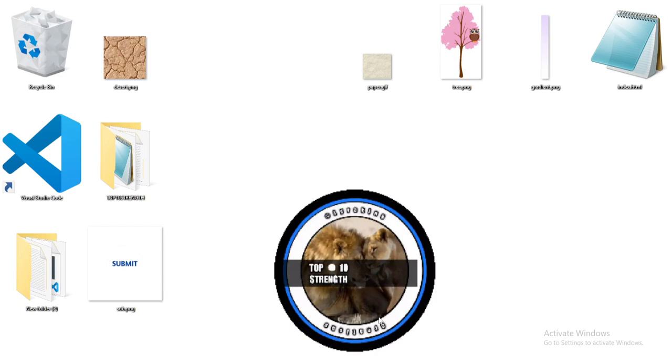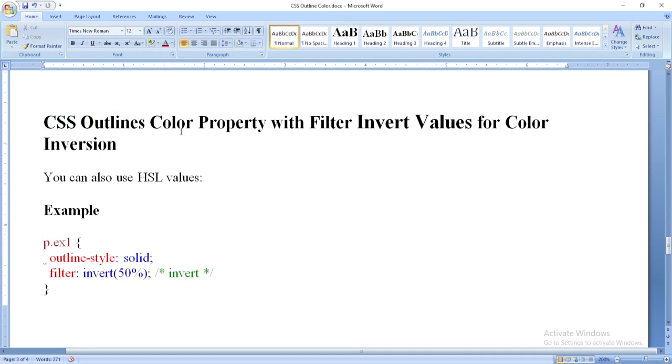Welcome back everyone. Quickly, let's continue our discussion on CSS outline colors. The CSS outline color property with filter invert values for color inversion. So I'm going to show you how this works quickly.